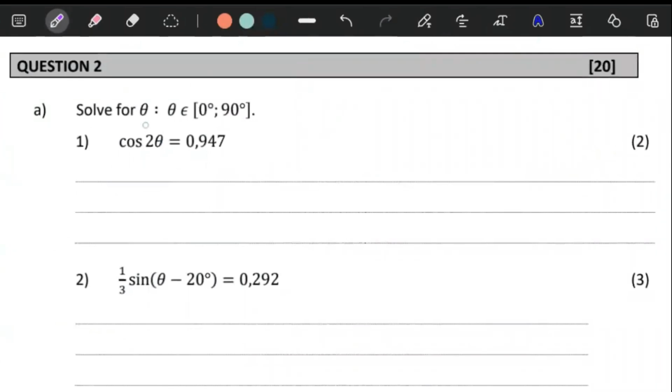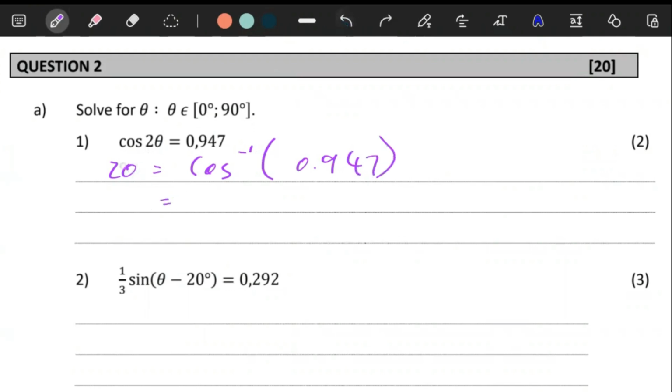So for theta, between 0 and 90 degrees, a cos graph with 2 here. We're solving for theta here. You have to say shift cos, 0.947.